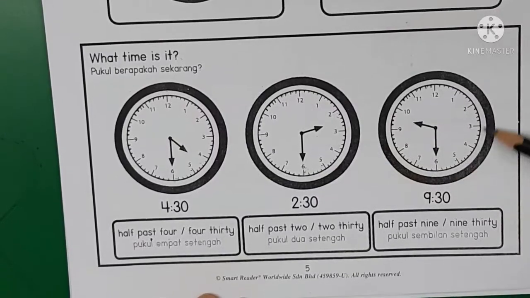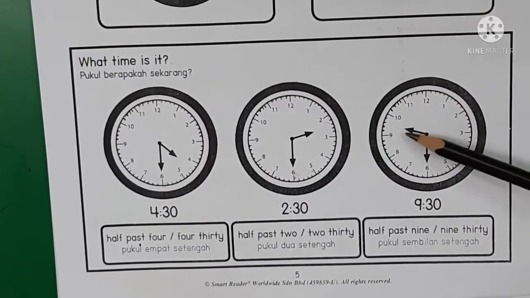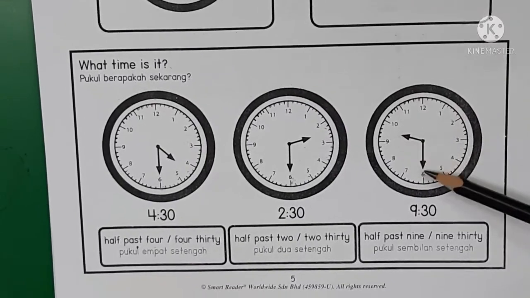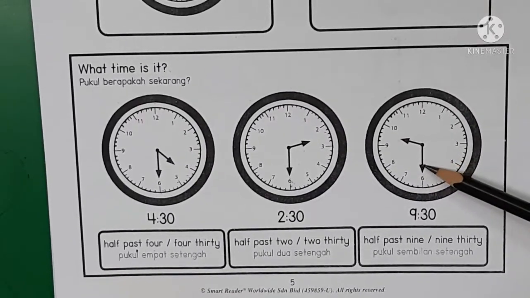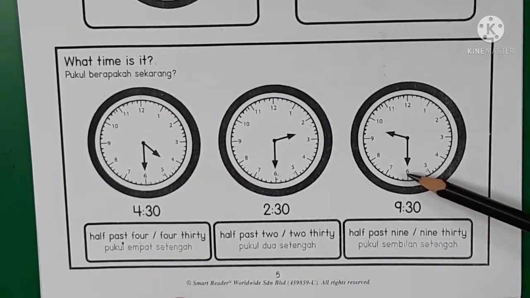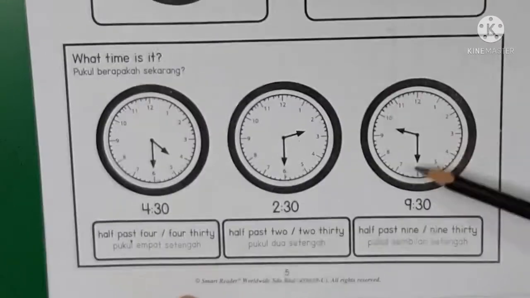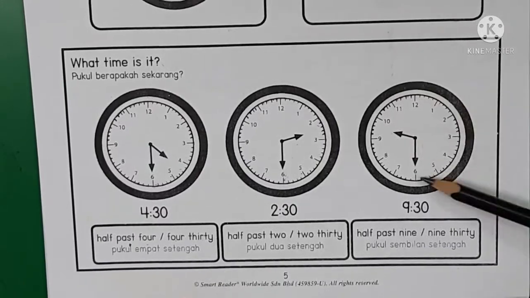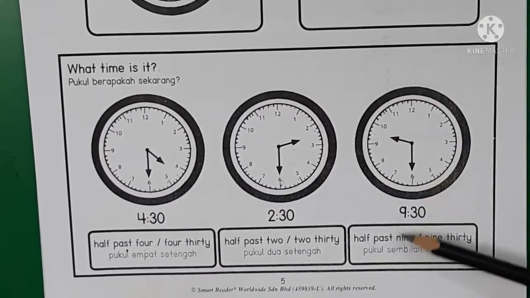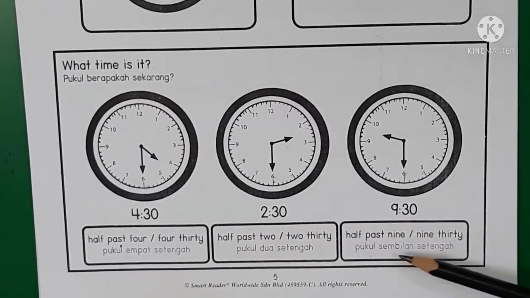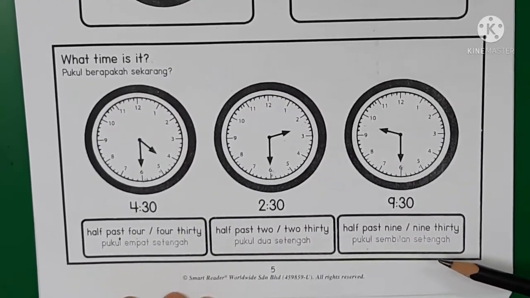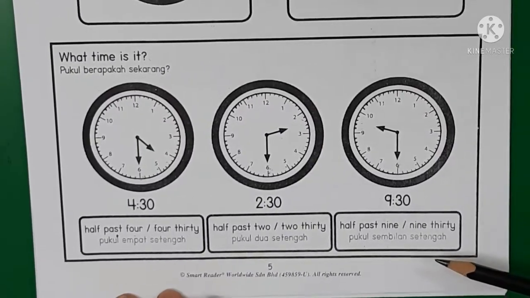Look at this clock. The shorthand showing the hour is at 9 o'clock, and the longhand showing the minutes is at number 6, which is 30 minutes. Therefore, this clock is showing 9:30. In bahasa Malaysia, pukul 9:30. Let's watch the video about time for your further understanding.